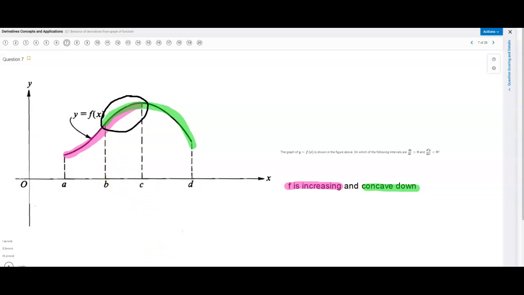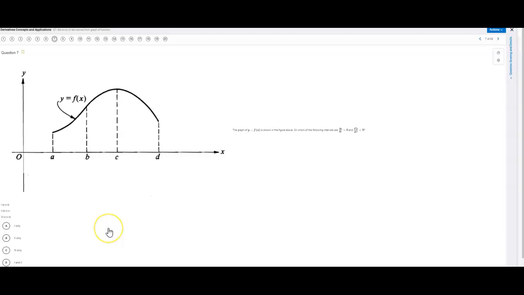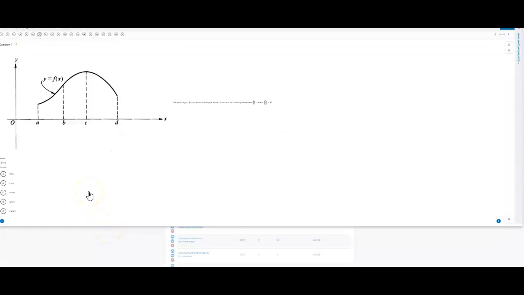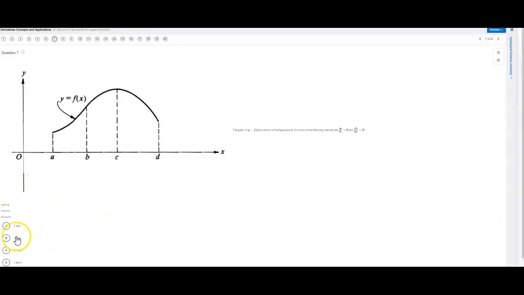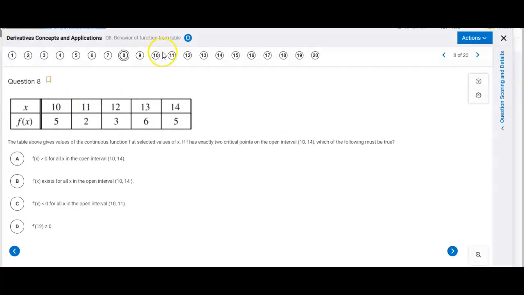So there's only one place where those two things are happening simultaneously, and it's on the interval from B to C. So let's go ahead and take a look and see our choices here. So that would be option, it's kind of hard to see, but it looks like option B. All right, next question. All right, now I try not to pick too many of these types of questions.